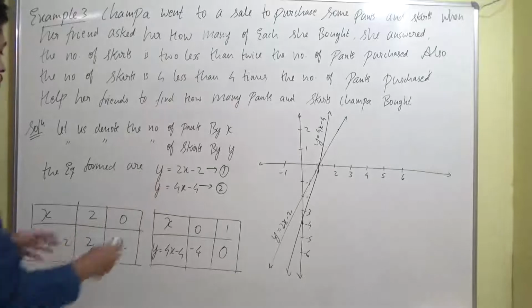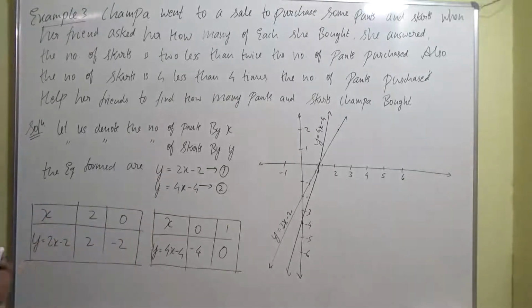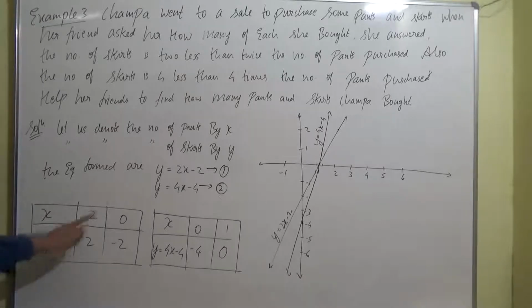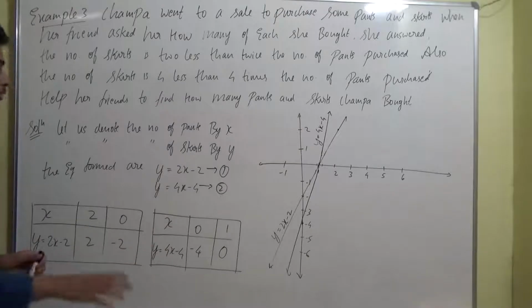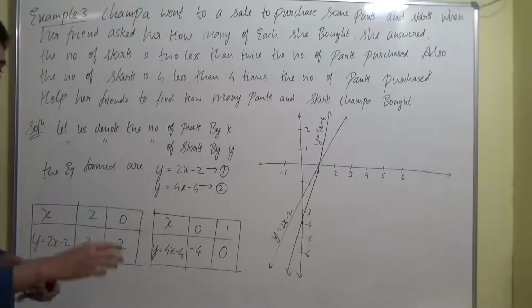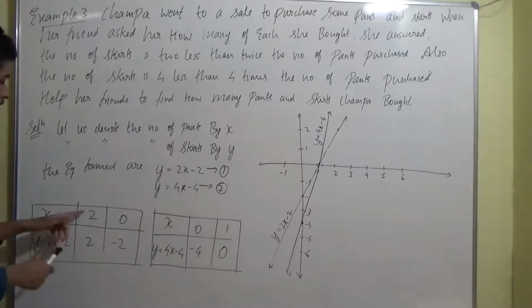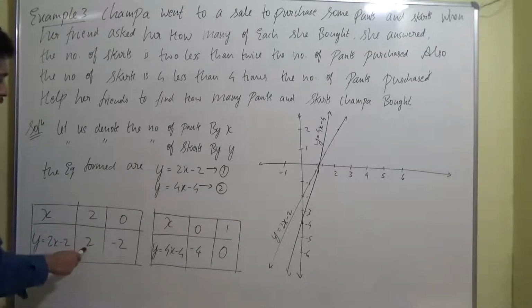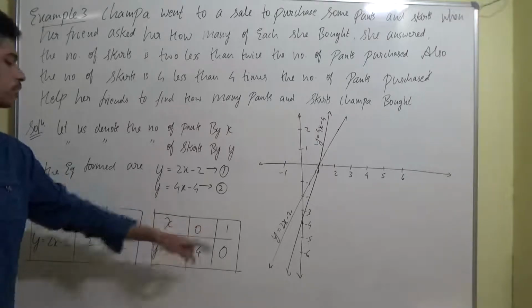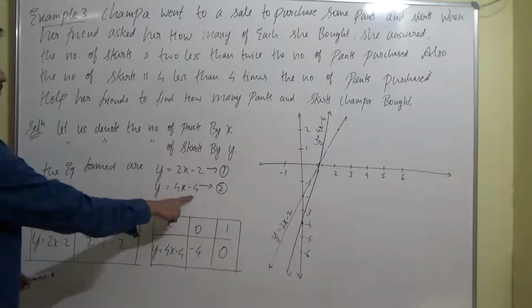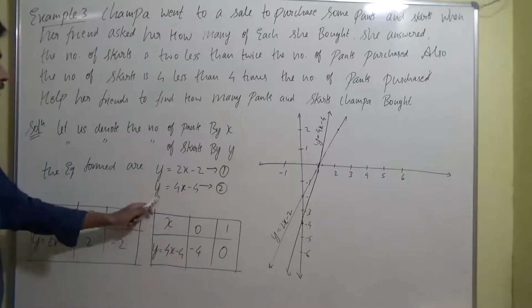From these 2 equations you are going to form the tables. In the tables, here it's going to be x, here it's going to be y. So y = 2x - 2, and here it is y = 4x - 4. As usual, we plug in the values of x and get the values of y. We are going to put the values of x as 2 and 0, and we get 2 and -2 respectively for the first equation. For the second equation we'll put the values 0 and 1. For example, if you put 0 here, it becomes -4, so you get -4 as the value of y.